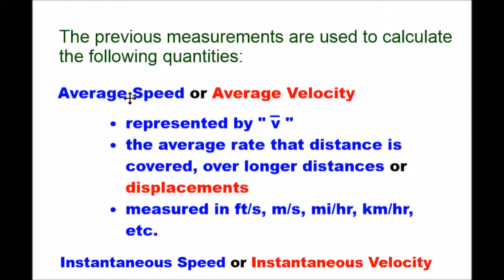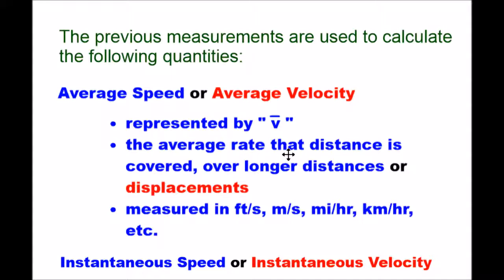There's something that we would call average speed or average velocity. Now, I use the different colors here on purpose. Average speed is a scalar quantity, okay? Average velocity is a vector quantity. So both of them are represented with the symbol v with a line on top of it. This straight line on top of it with no arrow is meant to show you average. So this is average speed or average velocity.